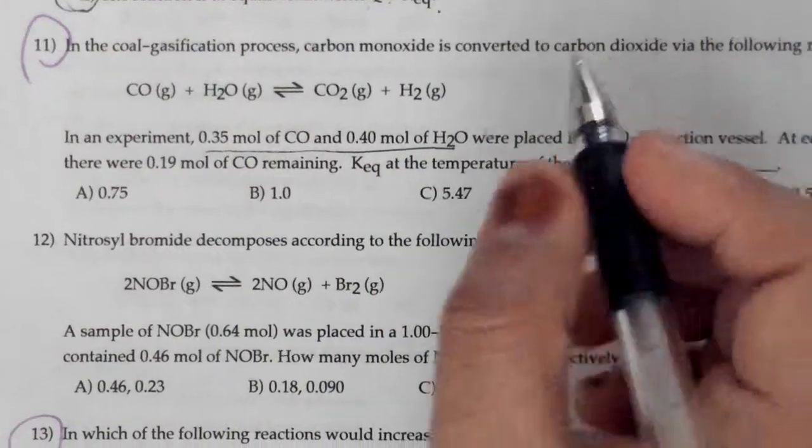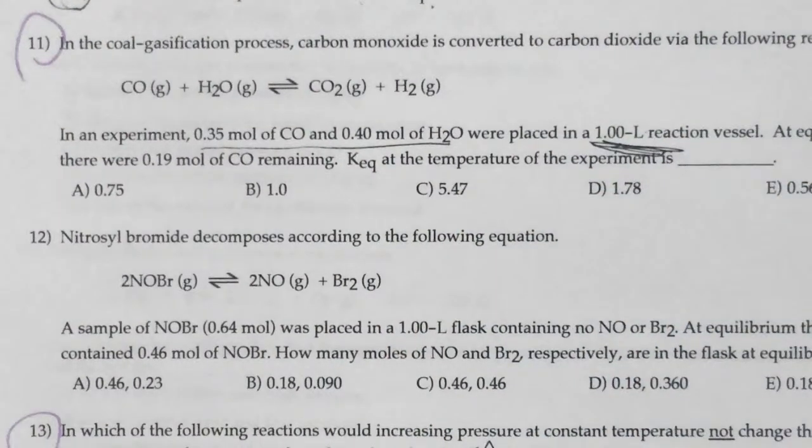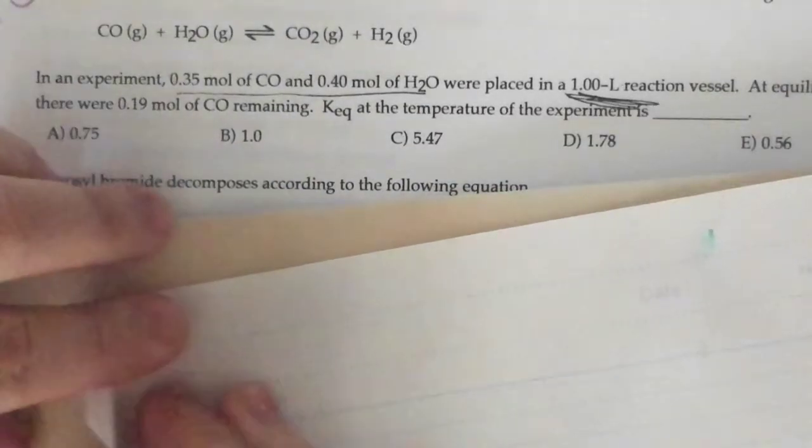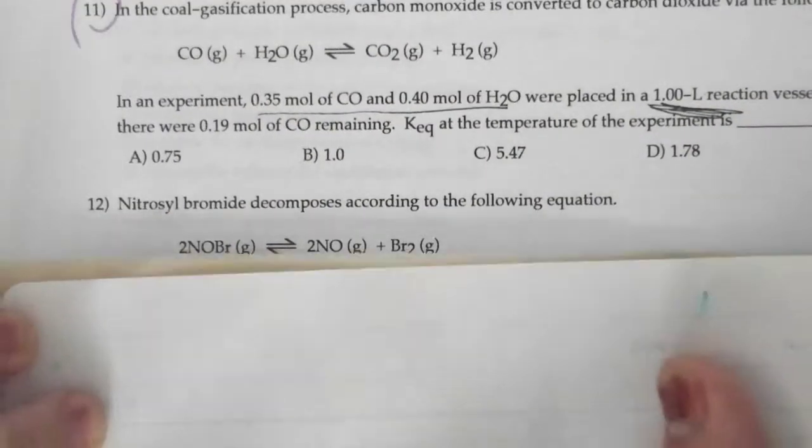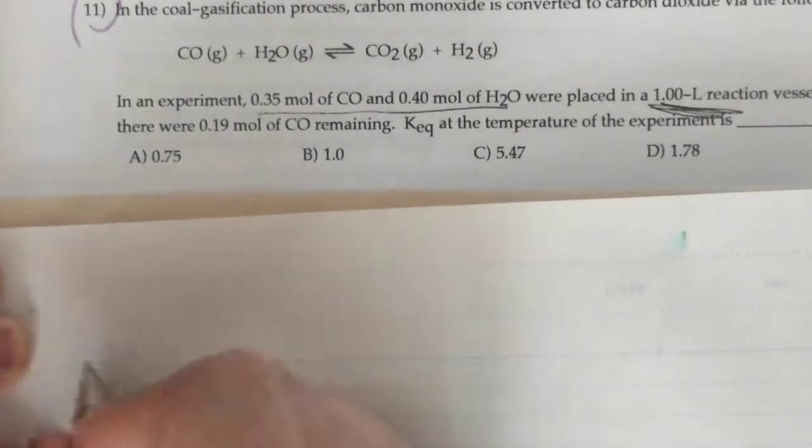So let's do the ICE tables and then go from there. Let me get my papers because this place is a little small. Okay, so 11, start with the equation.